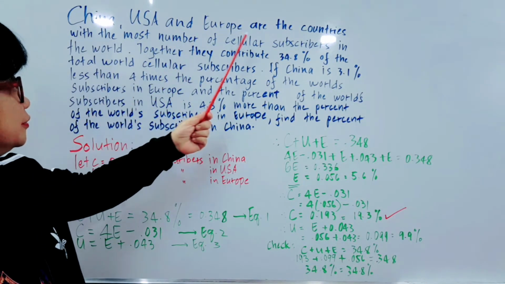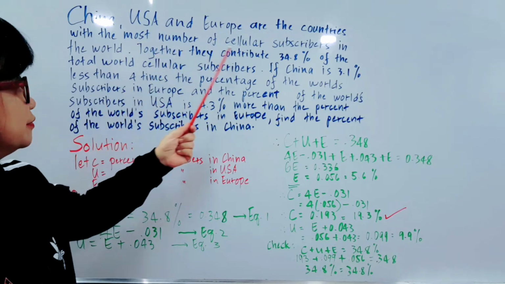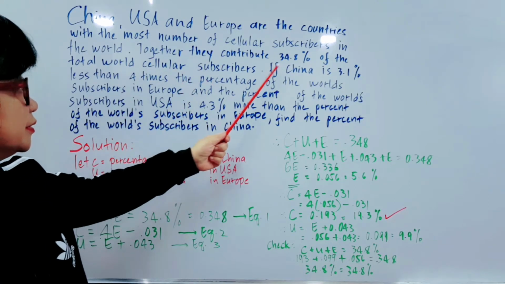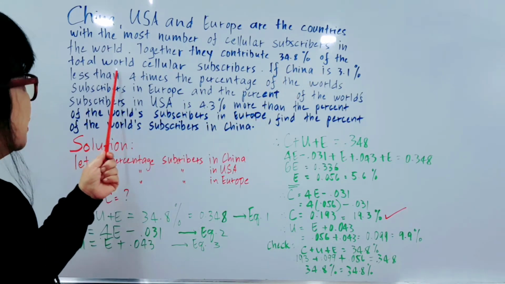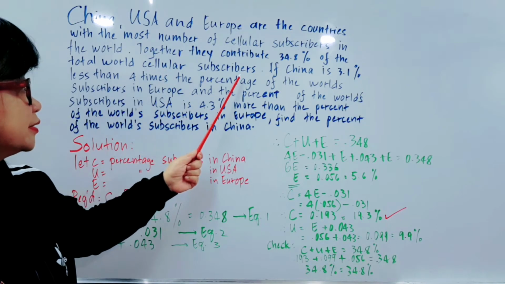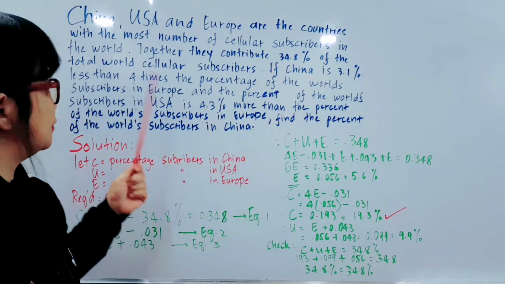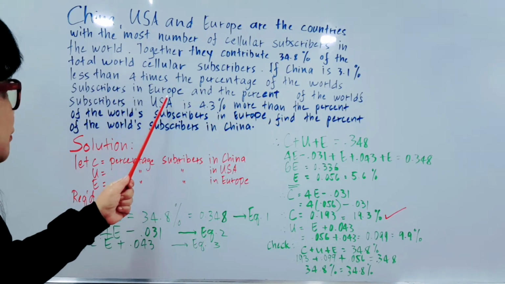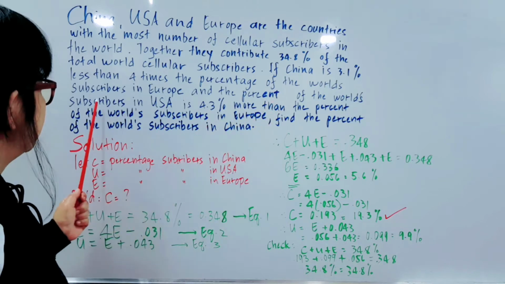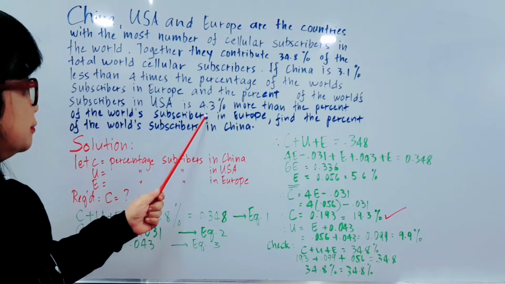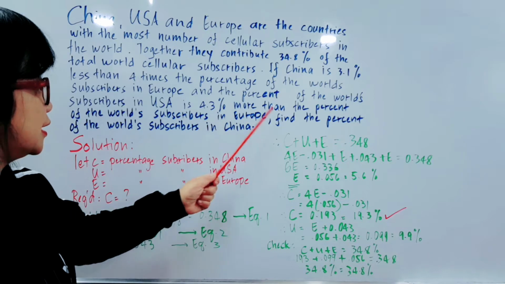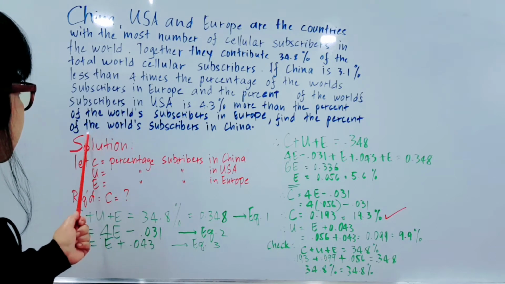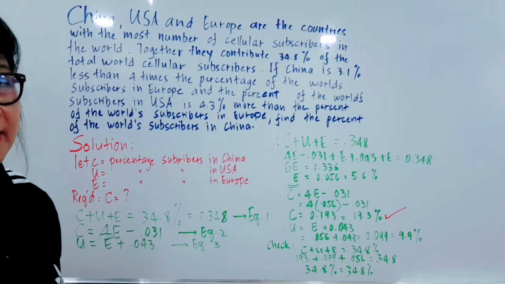China, USA, and Europe are the countries with the most number of cellular subscribers in the world. Together, they contribute 34.8% of the total world cellular subscribers. If China is 3.1% less than 4 times the percentage of the world's subscribers in Europe, and the percent of the world's subscribers in USA is 4.3% more than the percent of the world's subscribers in Europe, find the percent of the world's subscribers in China.